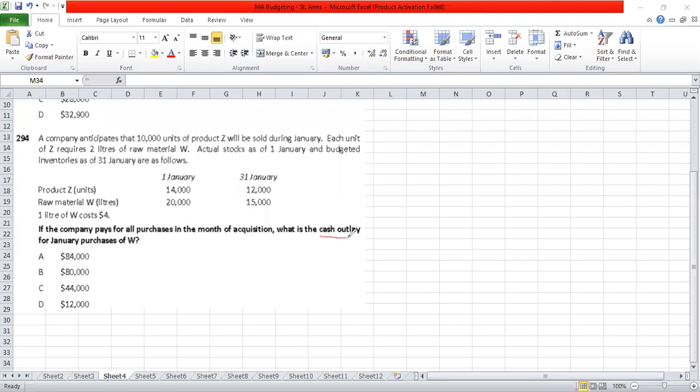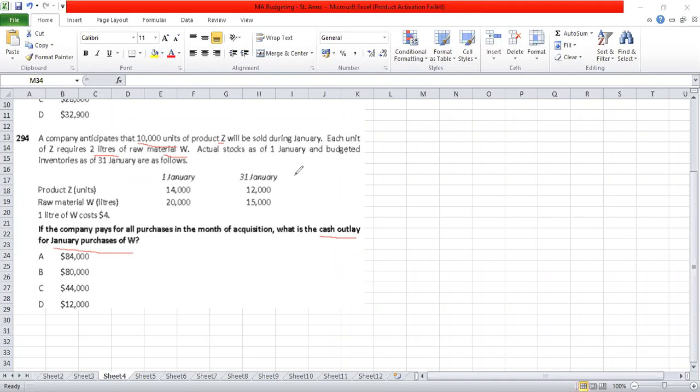Cash outlays. What is the cash payment for January purchases of the raw material W? So they are producing, make a note of the details. They are anticipating to produce 10,000 units of product Z, but Z requires 2 liters of raw material W. Actual stocks as of 1st January and budgeted inventories are given here.